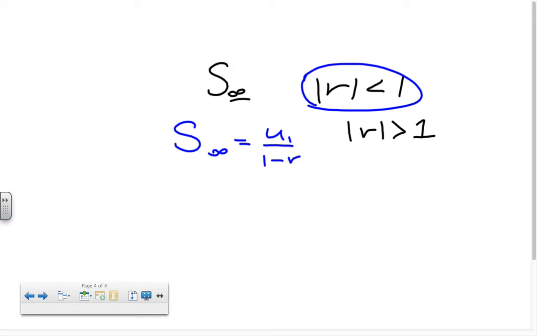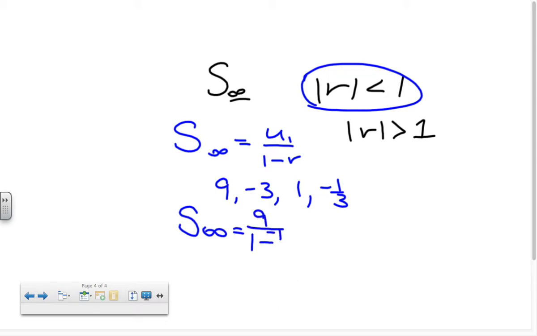So if I have this series, 9, negative 3, 1, negative 1/3, okay, you'll notice that I'm multiplying by a negative 1/3. 9 times negative 1/3 is negative 3. Negative 3 times negative 1/3 is positive 1. Okay, now some people would want to say we're dividing by 3. That's the same thing as multiplying by negative 1/3. You have to think in terms of multiplication. So my formula is S infinite equals U1, which is 9, divided by 1 minus negative 1/3. So again, I put that into a calculator, and it is 9 divided by 1 plus 1/3, which is 4/3.